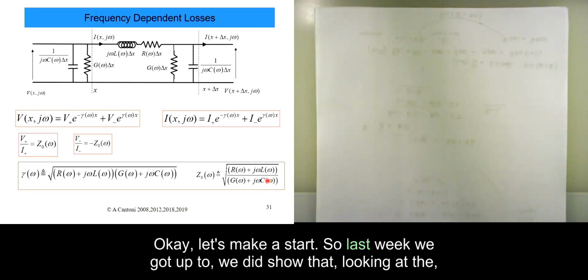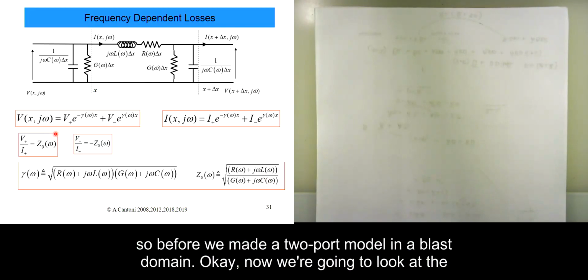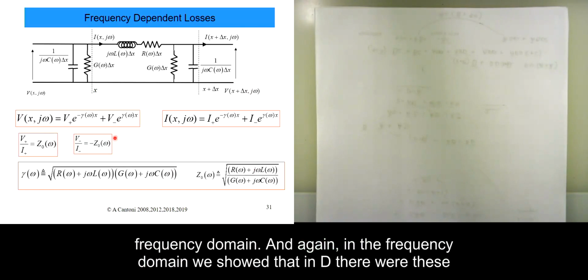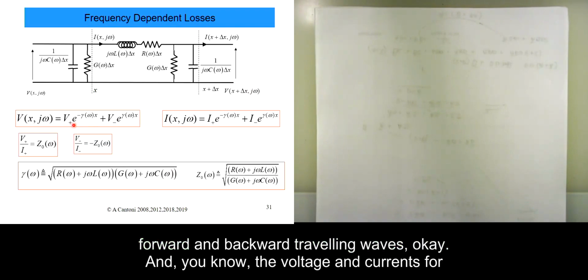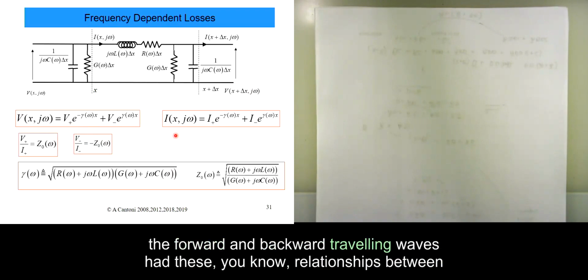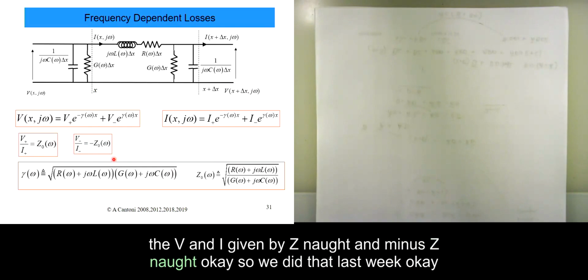So last week we showed, before we made a two-port model in the Laplace domain. Now we're going to look at the frequency domain. And again, in the frequency domain, we showed that indeed there were these forward and backward traveling waves. And the voltage and currents for the forward and backward traveling waves had this relationship between the V and I given by Z0 or minus Z0. So we did that last week.